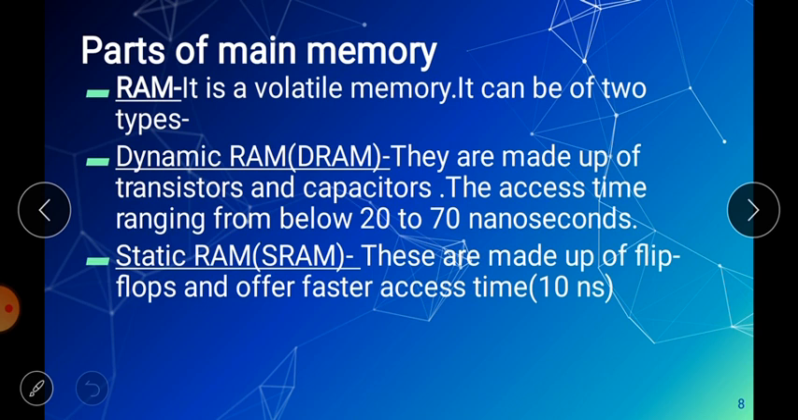Now mainly we have two types of memories. First one is RAM and the second one is ROM. This you have also studied earlier. So what is RAM? RAM is random access memory, or you can say read and write memory. And what is ROM? ROM is read only memory.